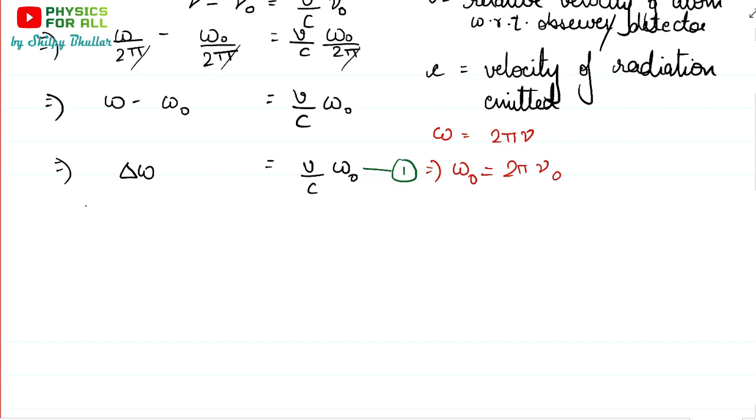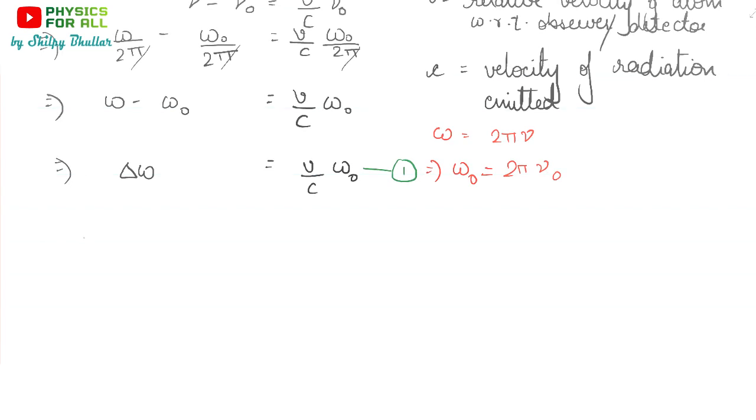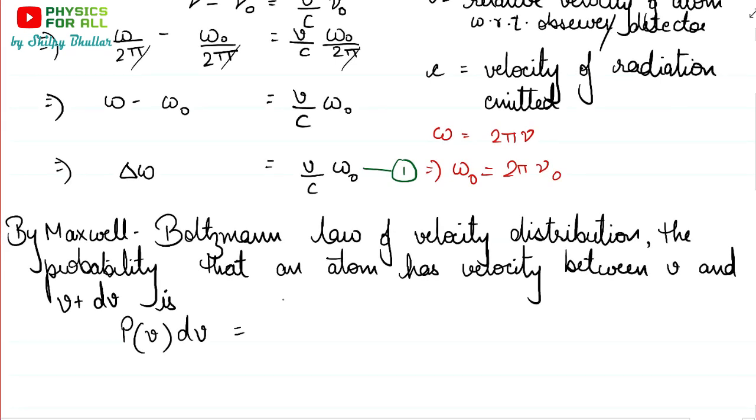Maxwell-Boltzmann law of velocity distribution is the one that we are going to use here, because we know that in a sample, supposedly a gas, atoms would be moving in different directions randomly at different velocities. So this Maxwell-Boltzmann distribution law gives us the formula which tells us how many atoms will be moving with a particular velocity.